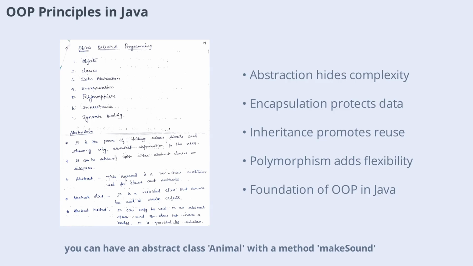For example, you can have an abstract class animal with a method makeSound, and different subclasses like dog or cat can provide their own implementation. Mastering these concepts will help you design clean, efficient, and maintainable Java programs.